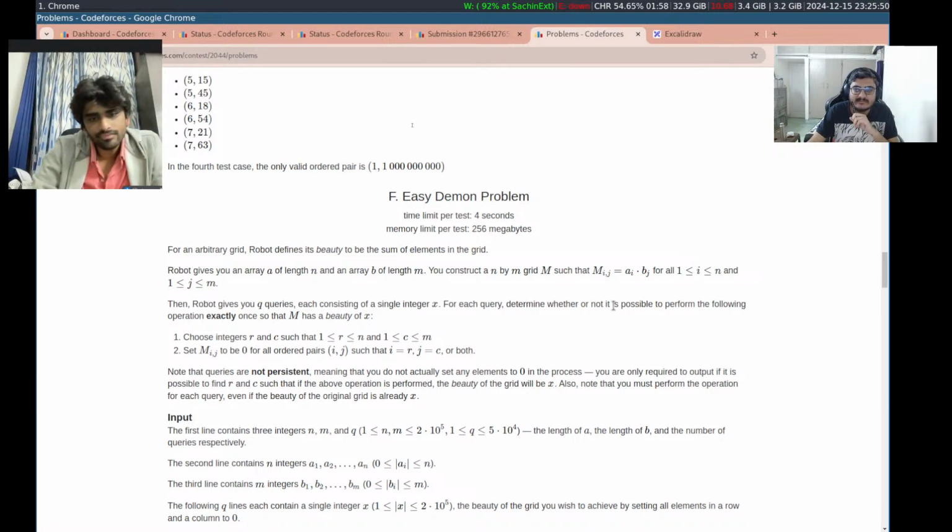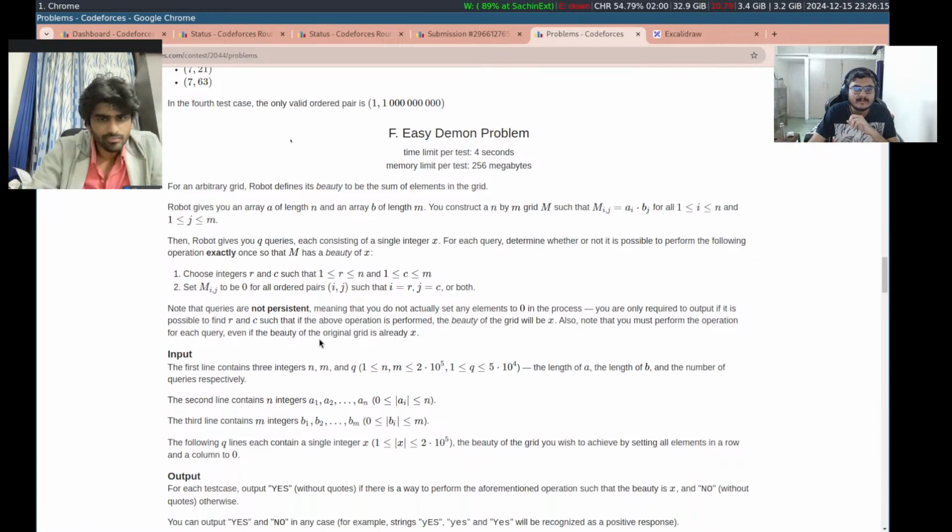For each query, determine whether or not it is possible to perform the following operation exactly once on M so that the beauty is x. Choose two integers r and c and set M_ij to be 0 for every ordered pair ij where i is r or j is c, so basically I set every element in the r-th row and c-th column to be 0, and then you take the sum of all the elements again. Note that queries are not persistent, meaning that you don't have to actually change values for the next step. Basically, for each given x, you should find the answer independently of what queries were asked before.